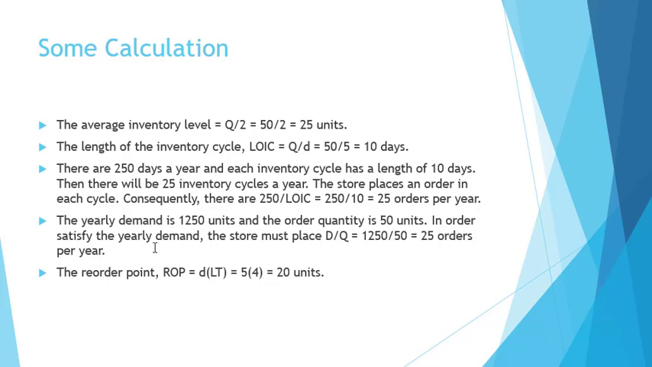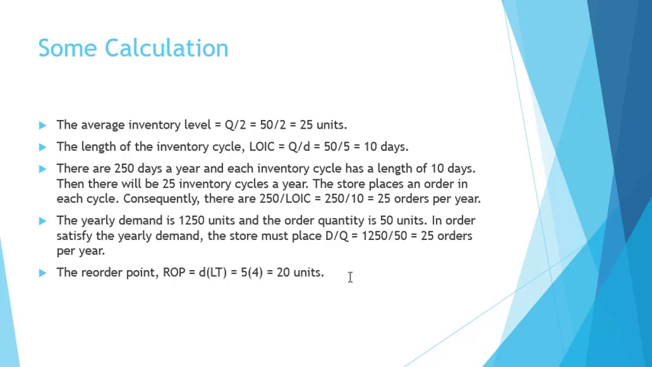On the other hand, we can think that the yearly demand is 1,250 units and the order quantity is 50. In order to have those 1,250 units, the store must place 25 orders per year because 50 times 25 is 1,250, or the yearly demand divided by order quantity is 25. It means 25 orders per year. So we have two different ways to calculate number of orders per year.